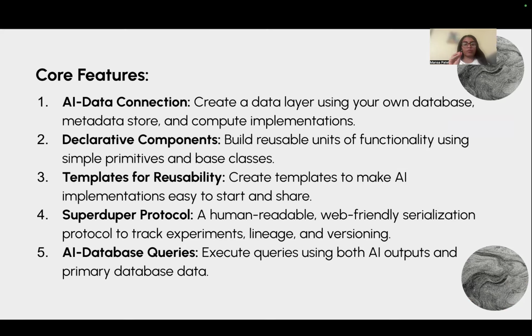Then there's the topic I just mentioned, being able to reuse certain parts of your code. There's something called components, which lets you reuse units of your functionality. You can store it, and then you can collaborate on it. And then there's something called the SuperDuper Protocol, which is their way of providing web-friendly serialization for tracking all of your experimentation, versioning, etc. And then there's also AI database queries, a feature where you can create queries on both your primary database data and also AI-generated outputs.